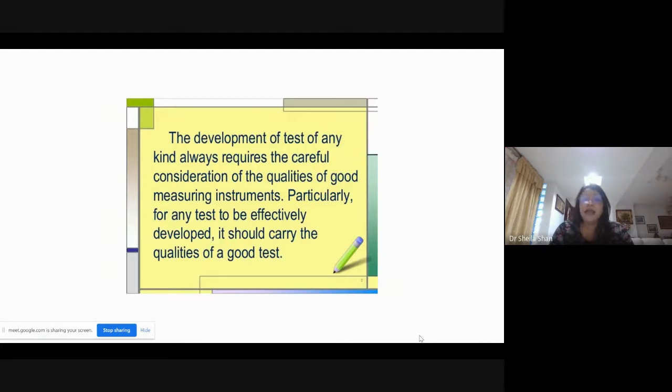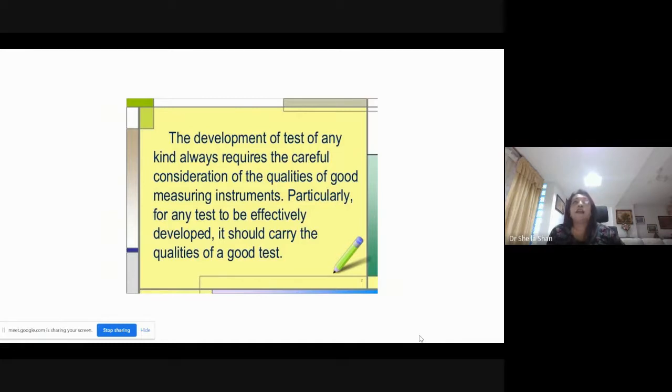So if you want any test to be effectively developed, it should carry the qualities of a good test. If I want to test how well you have acquired research skills, how much you have learned about doing research, of course my test must be towards that. The instrument that PIDC is using is very good, because from the research you do, they can know how much you have learned about doing a proper research.